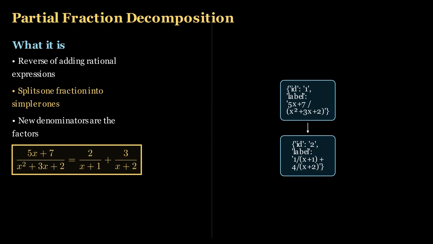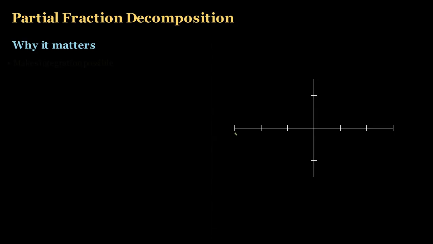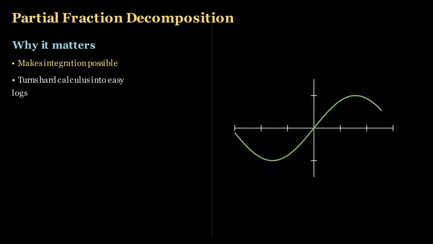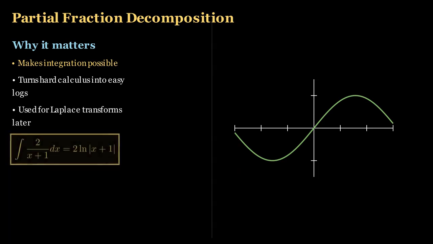Why would we ever want to take something simple and make it look more complicated? The answer is calculus. When you try to integrate a rational function like 5x plus 7 over x squared plus 3x plus 2, you get stuck. There is no simple rule for that. But if you first decompose it into 2 over x plus 1 plus 3 over x plus 2, the integral becomes trivial. Each piece integrates to a natural logarithm. So partial fractions turn an impossible integral into a sum of easy ones. This technique is also the foundation for things like Laplace transforms, which you will meet later in engineering and physics.